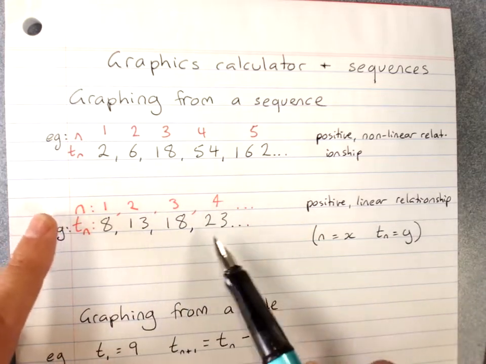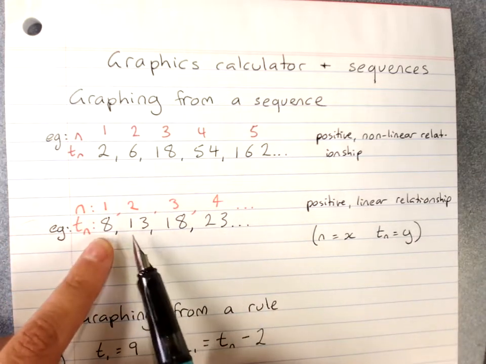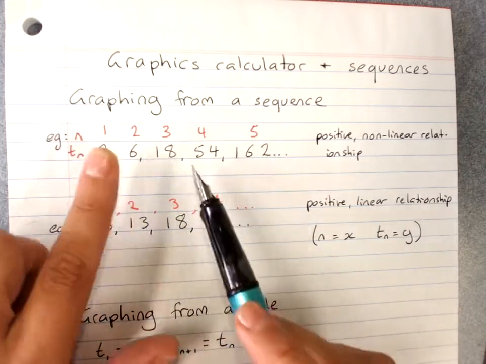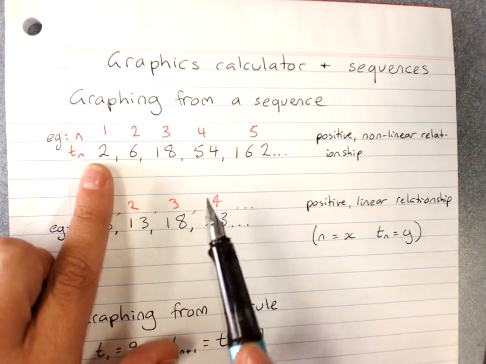This is a type of relationship or pattern we'll learn about called a geometric sequence. This one's arithmetic, we know that one. And we'll learn about geometric sequences a bit later.